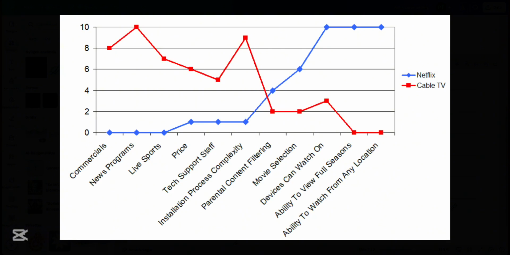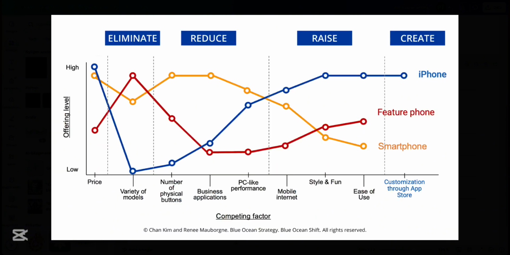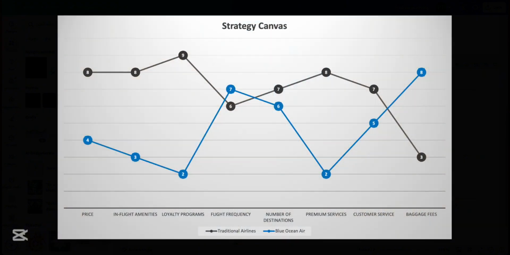So just to quickly jump into it, the first framework we're going to go through is the strategy canvas. A strategy canvas is normally used for analyzing and comparing one company's value proposition and offerings compared to another one, so that you can evaluate where you lack in the market and what advantages you have in the market.